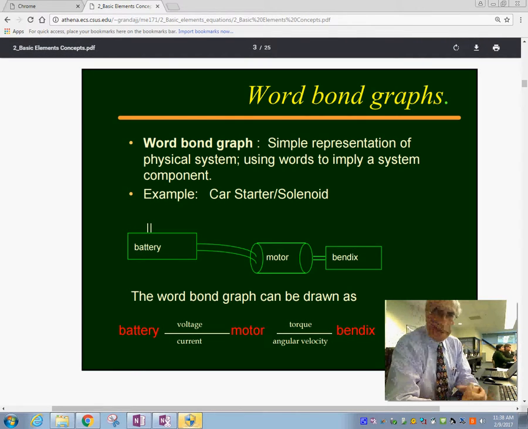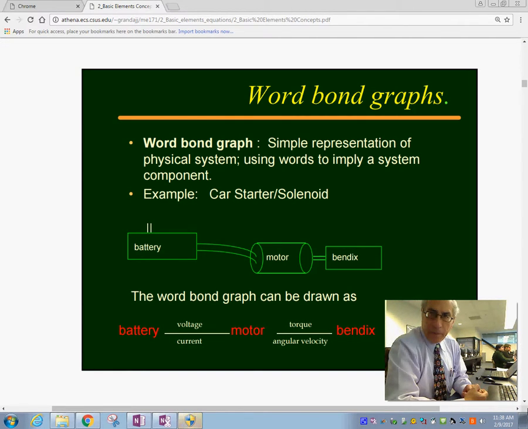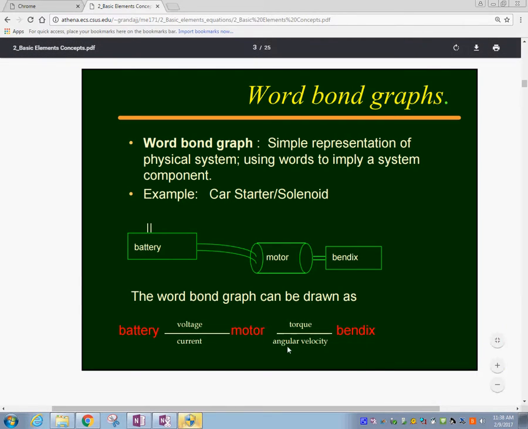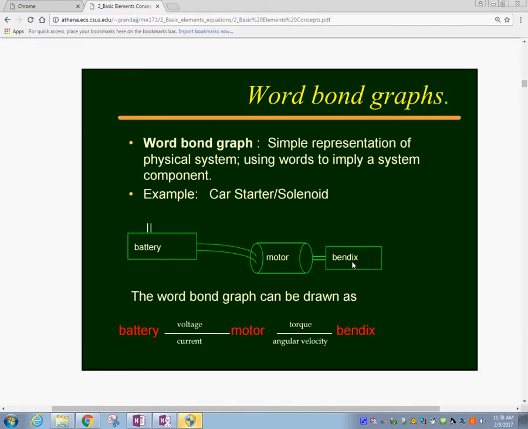Today we're going to continue with our discussion of the word bond graphs and how we put together a system using a simple concept that would lead us to put together more complex systems. So let's consider the system that you're seeing here. This is a system that every vehicle has. You have the battery, and then you have the starting motor, and then you have the Bendix. This is the simple system that starts your car.